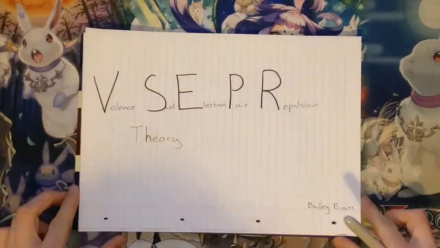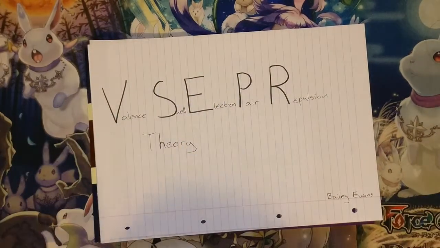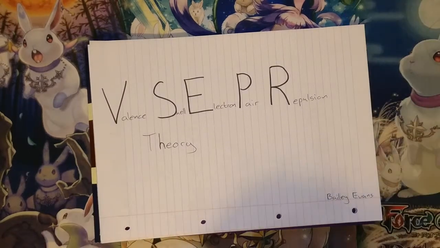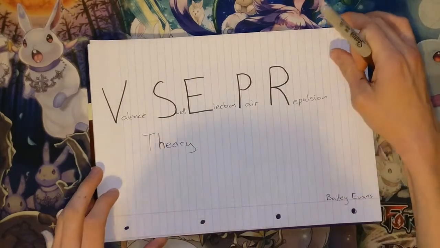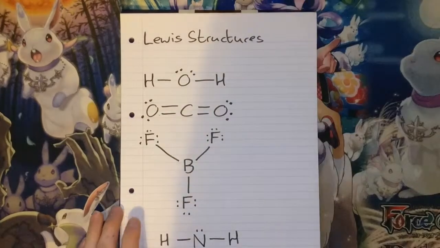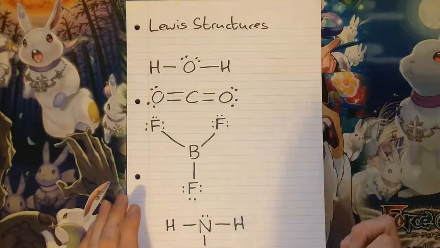Hello and welcome to my quick 5-minute presentation on valence shell electron pair repulsion theory. Now, VSEPR theory is the theory that helps explain the shapes around molecules that we see. In order to understand VSEPR theory, we must first have an understanding of Lewis structures.